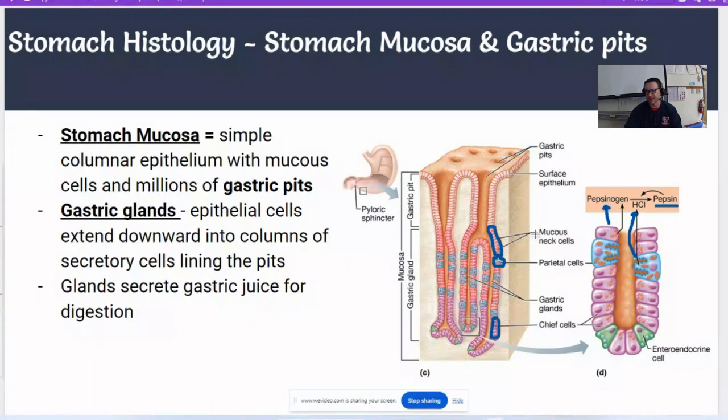And I forgot to say it, so let me add it. All the stuff that these cells excrete, the mucus from the mucus neck cells, the hydrochloric acid, the HCl from the parietal cells, and the pepsinogen from the chief cells, makes up what's called gastric juice. Remember, the mucus is to protect the inner lining of the stomach from the hydrochloric acid. It basically helps you so you don't digest your stomach itself.